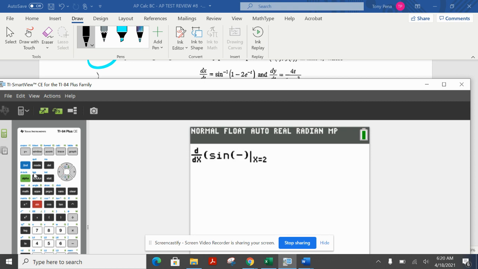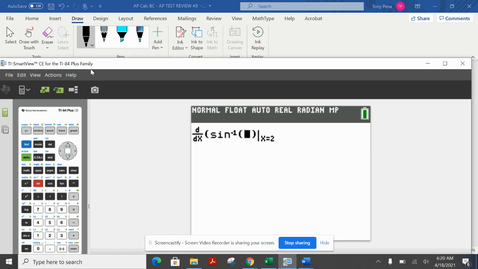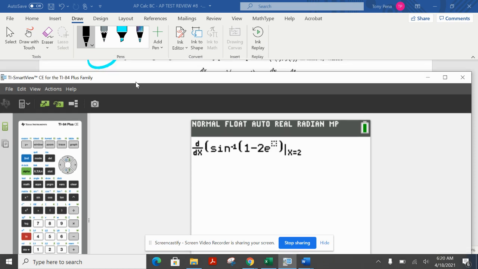See, this is why I did this. I should have paused you guys again. Inverse sine of one minus 2e to the negative t. You probably have this answer already if you have your calculator handy.